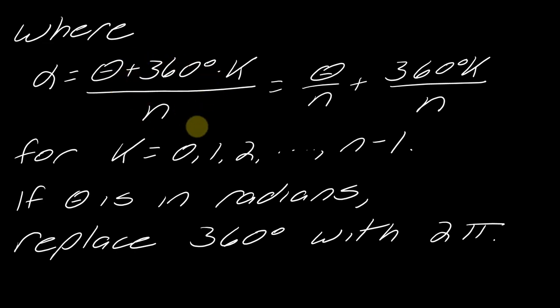This probably sounds really confusing. I'm going to show you how this works in a second. So I would suggest just writing this down, and then I'll show you an example and it'll make more sense. Now, if your theta is in radians, then you just replace the 360 with the 2 pi.